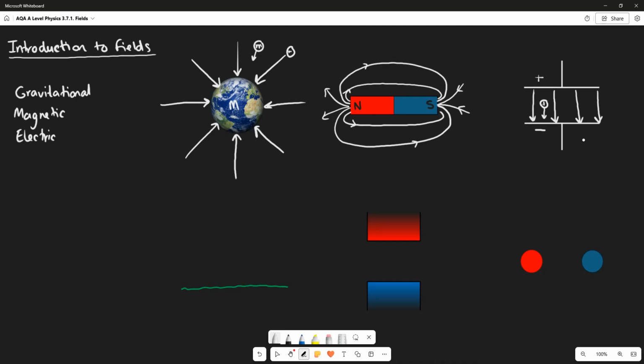In these first three examples, we have different shapes of fields. We have radial fields and we have a uniform field, but we can also get the other type. So if you zoom in very close to the surface of the Earth, then the gravitational field appears to be uniform. If you zoom in to a north and south pole placed close together, then you also can get a uniform magnetic field between the poles.